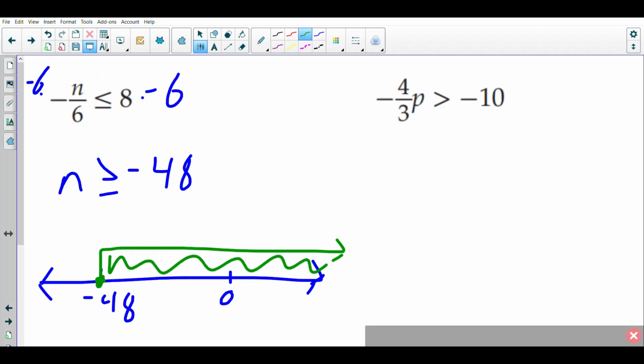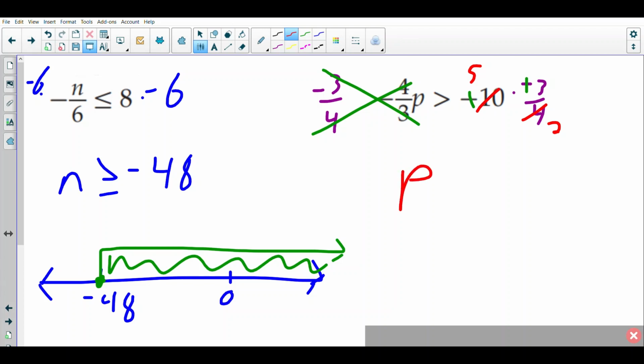Negative 4/3 p is greater than negative 10. So I'm going to multiply by its reciprocal, so I'll multiply by negative 3/4. What I do to one side, I do to the other side. The fractions cancel out. Double negative goes positive. We'll do a little reduction here. This goes to 5. This goes to 2. So I'm left with p is, now I need to flip, less than 15/2. Draw our number line.